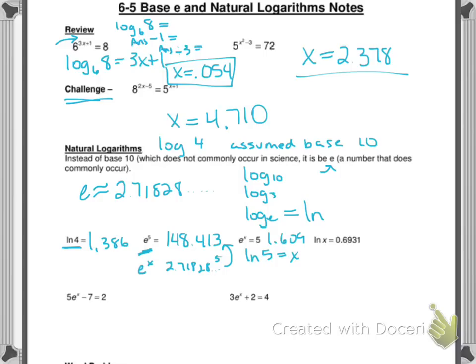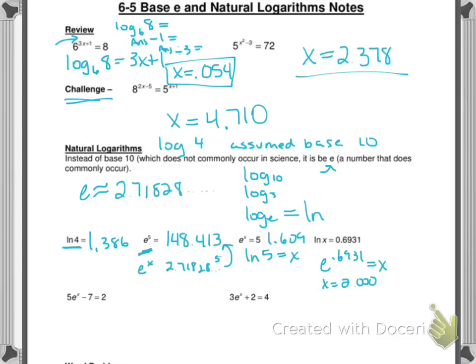Okay? Anytime the argument is an x, you change it to an exponent form. So base e to the 0.6931 power is 2.000, because it all rounds up. So that's what x is.